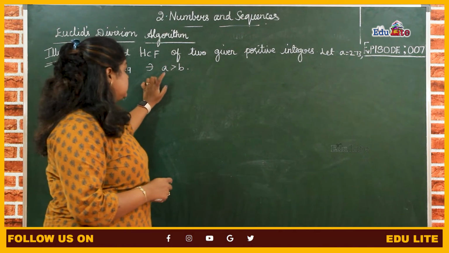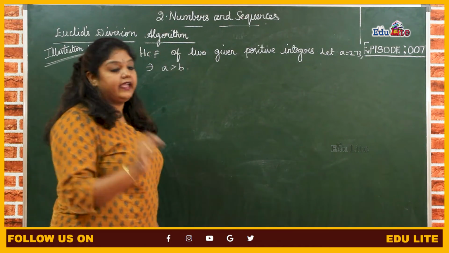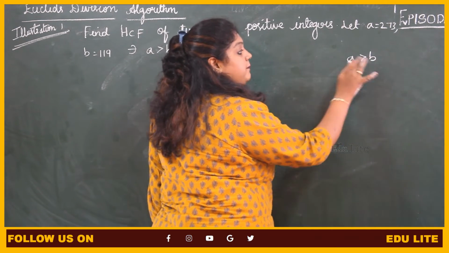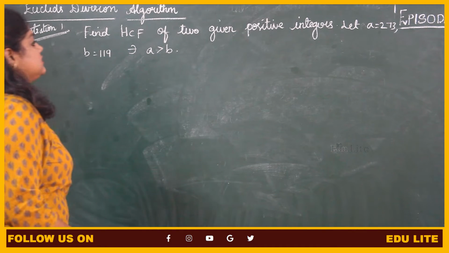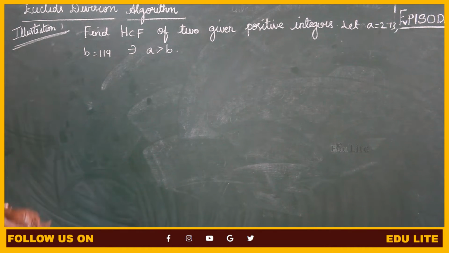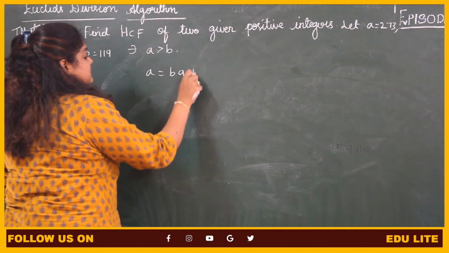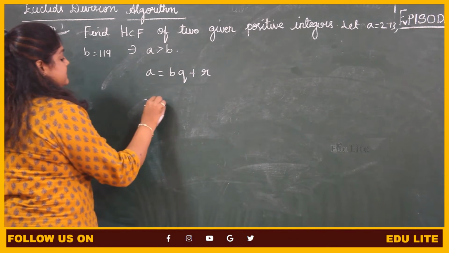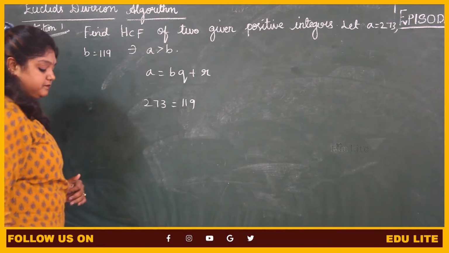Why am I mentioning this? In general, while using Euclid's division algorithm, the a value must always be greater than b. Only if a is greater than b can we use Euclid's division algorithm. Let us solve this problem using it, and for that we will take the help of Euclid's division lemma, which means a equals bq plus r. We are going to use this equation. The a value given to us is 273 and the b value is 119. We have to find the quotient and remainder.